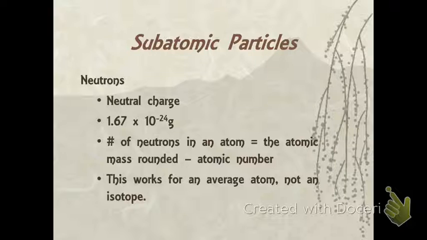We could do the same process with magnesium, which is underneath. Magnesium's mass is about 24.3, so again we round it to 24, subtract off 12, and magnesium has 12 neutrons.